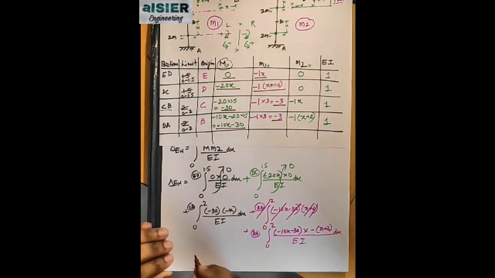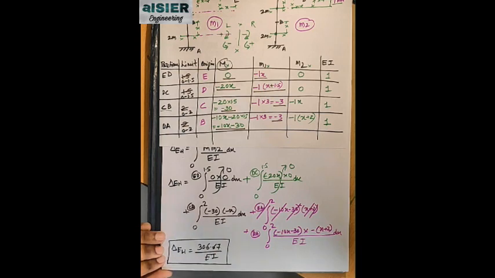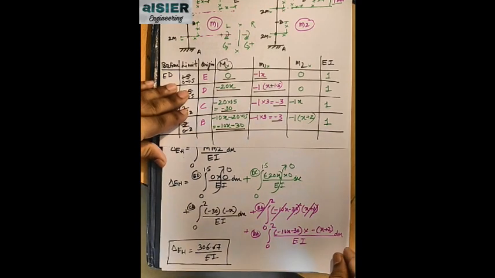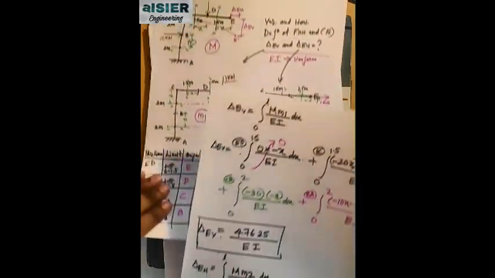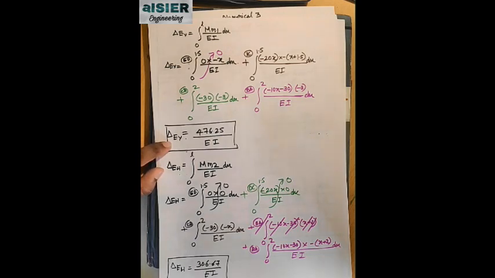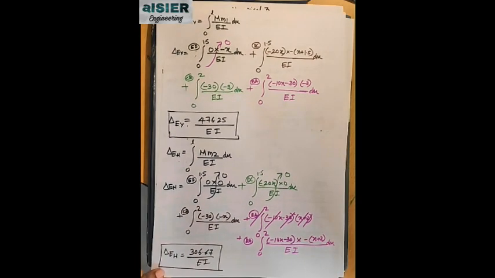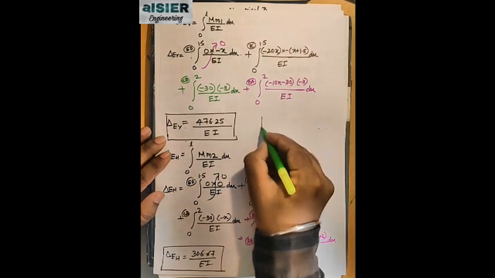After solving this in the calculator, you will get the value of delta EH equal to 306.67 upon EI. This is what is required to calculate. This is what is given in our numerical. Okay, now we have the value of vertical deflection at point E and horizontal deflection at point E. Now we will see how it actually happens.